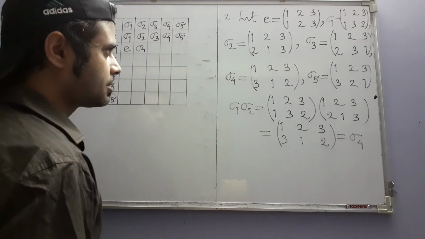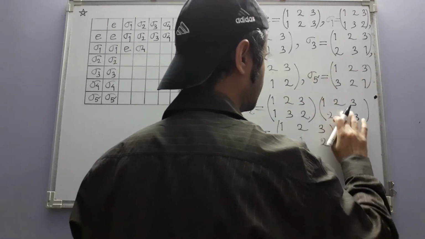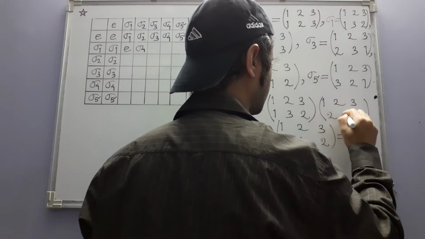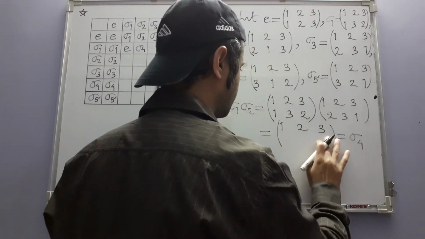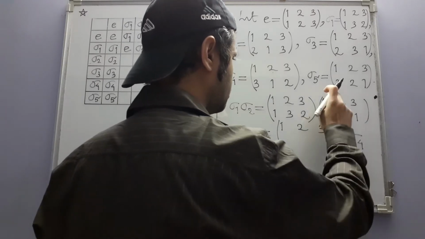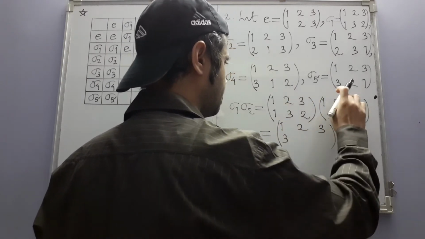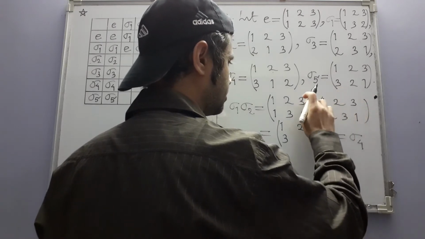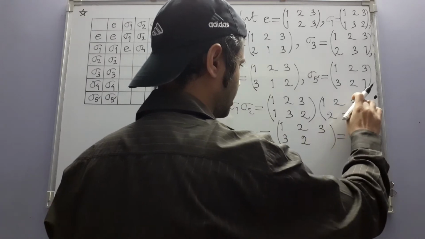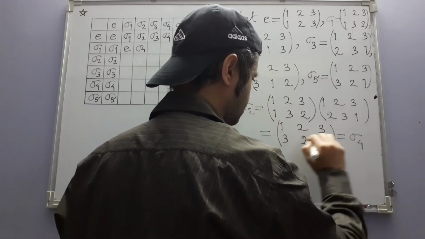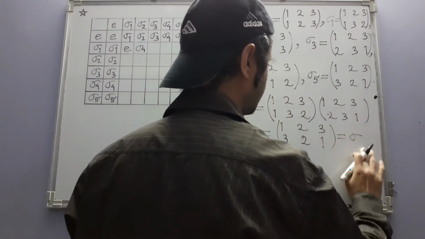Then sigma 1, sigma 3. Sigma 1 is this one, sigma 3 is 2, 3, 1. Okay. 1 to 2, 2 to 3. 1 to 3. 2 to 3, 3 to 2. 2 to 2. So 3 will go to 1. 3 to 1, 1 to 1. Yes. 3 to 1 is sigma 5.